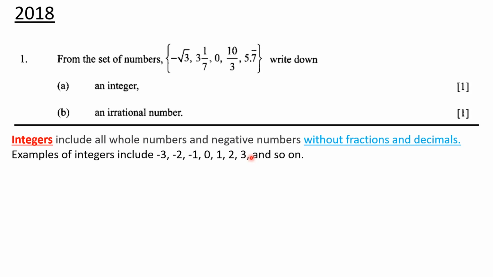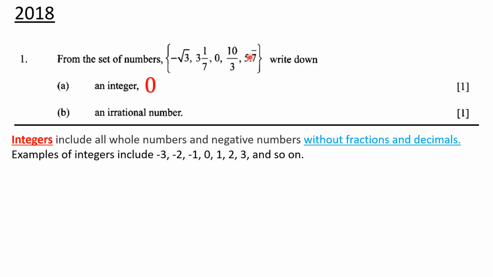And so if we look at it, we have negative square root of 3. That's going to be a decimal. We have 3 and 1 over 7. That's a mixed fraction. That doesn't count. We have 0. 0 is a whole number, so that's definitely an integer. 10 over 3, that's a fraction, and that reduces to a decimal. And 5.77 continuing on, definitely that is a decimal, so it's not an integer. So the answer is only 0. Only 0 is an integer from the set.